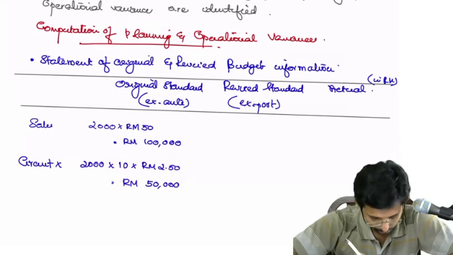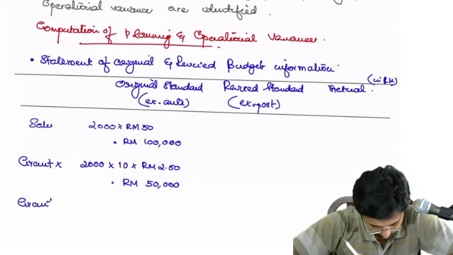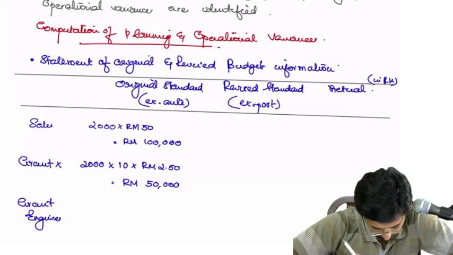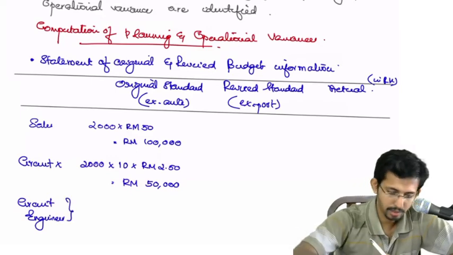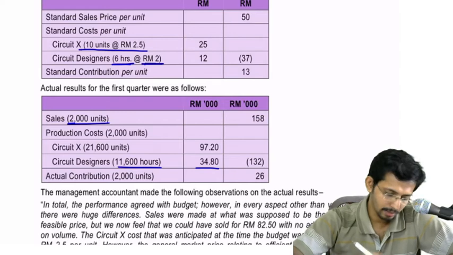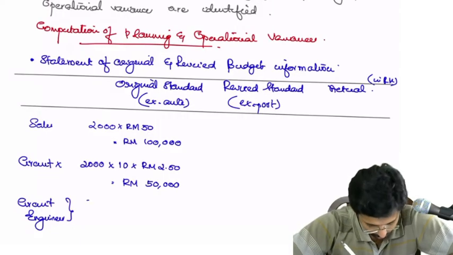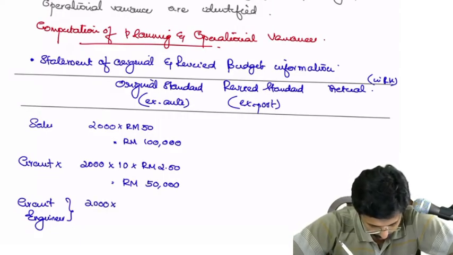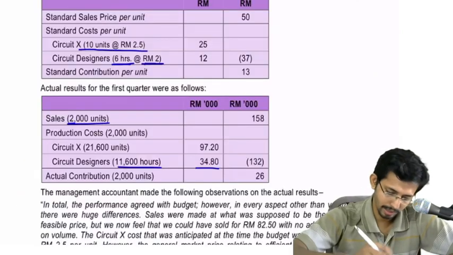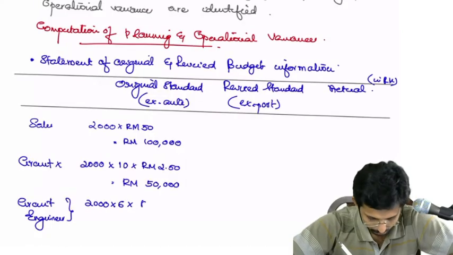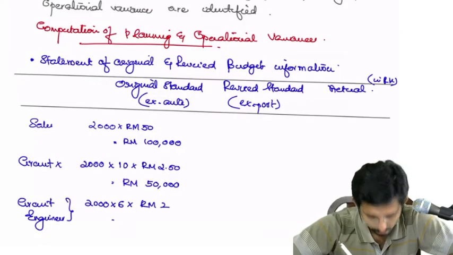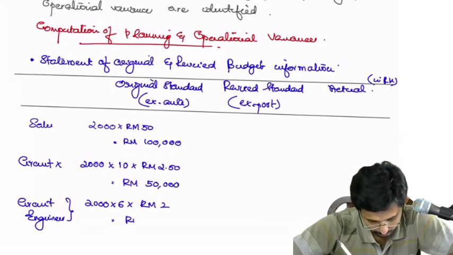Okay, next is circuit engineer. What is the standard? 6 hours per unit. So 2000 into 6 into what is the rate? RM2. So 24,000 RM.